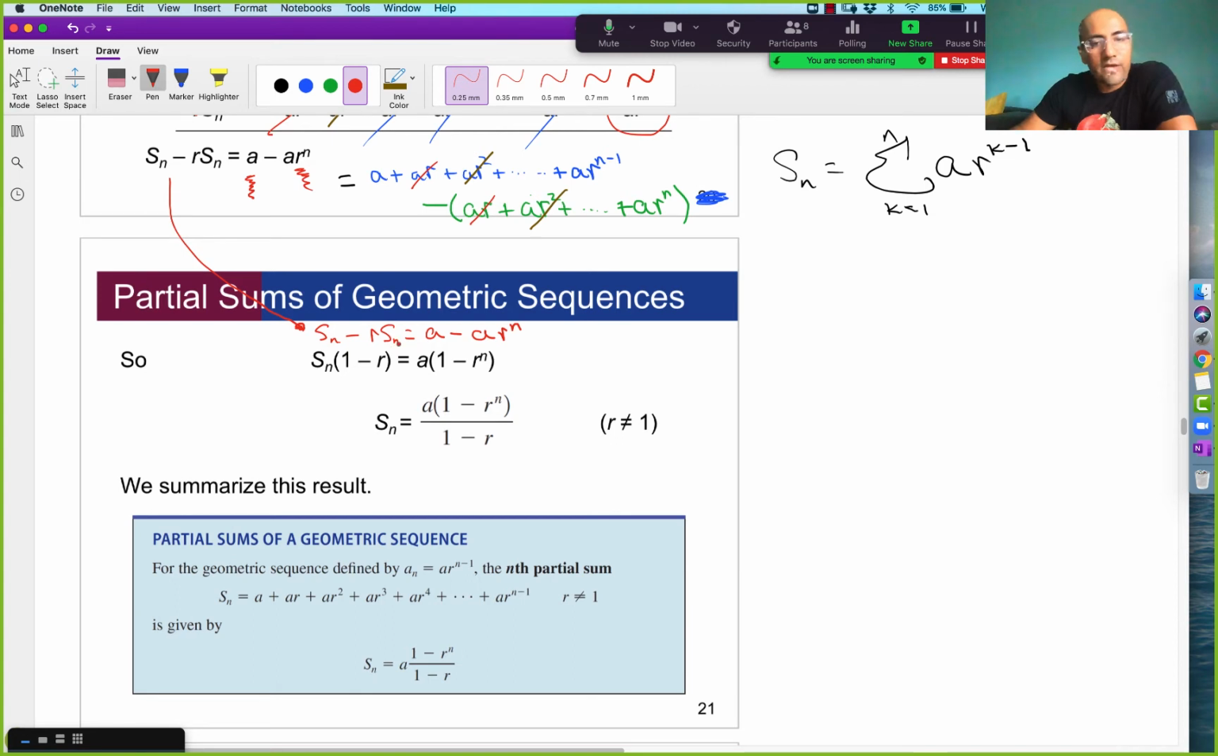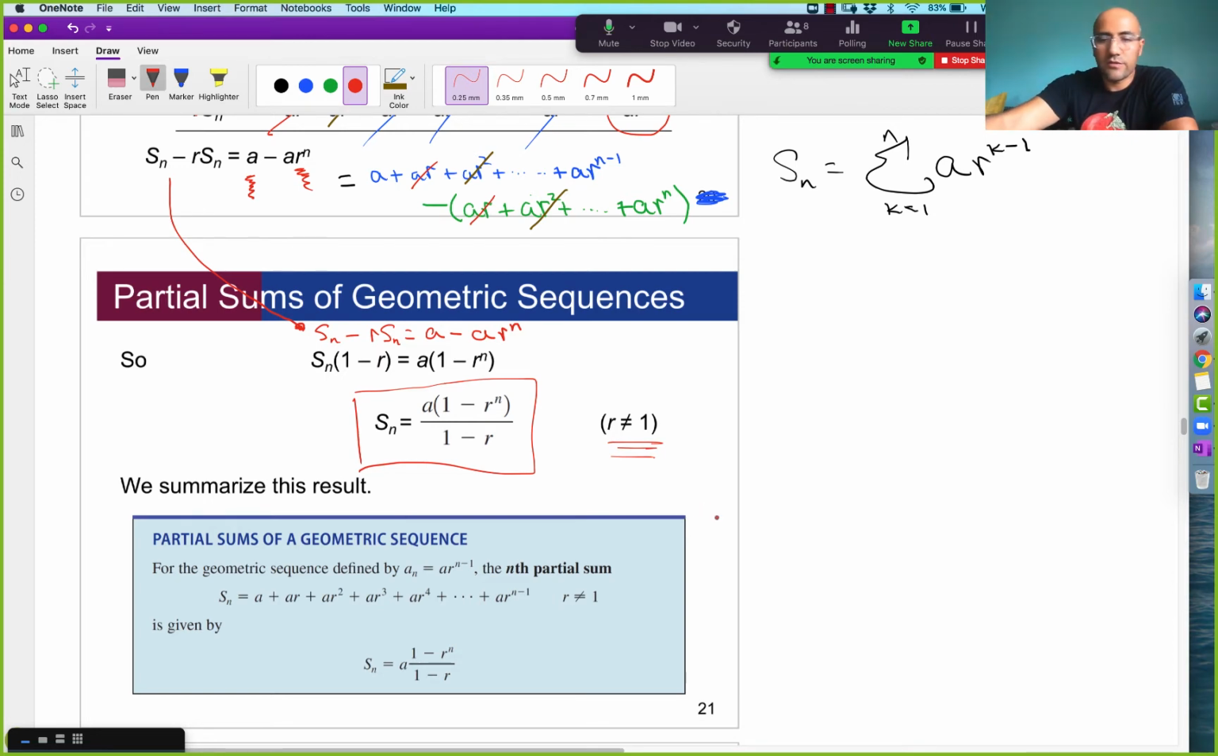Now if we factor out the s sub n, we end up with s sub n times 1 minus r equals a times 1 minus r to the nth power, if we factor out that a. And then if we divide both sides by this 1 minus r, we get to our final solution, which is this guy right here. This is a formula for the sum of the first n terms of a geometric sequence, as long as r does not equal 1, right? Because if r equals 1, then we're going to be accidentally dividing by 0, and we know that's not allowed.